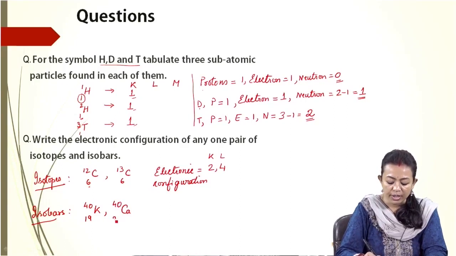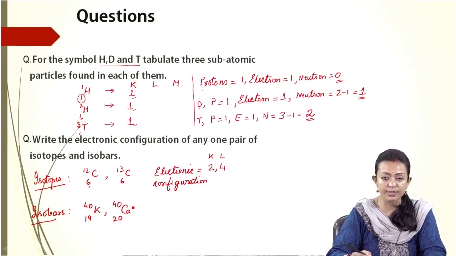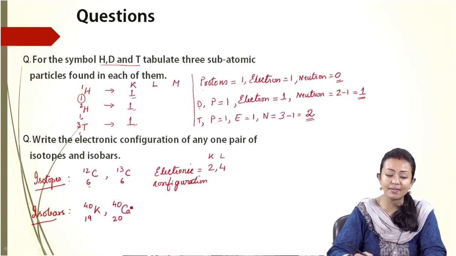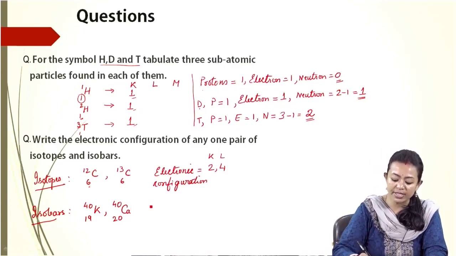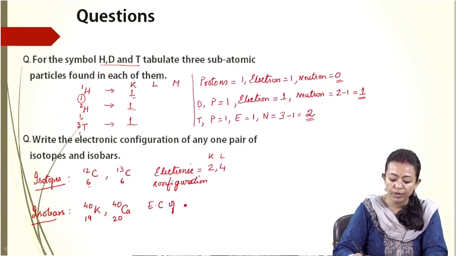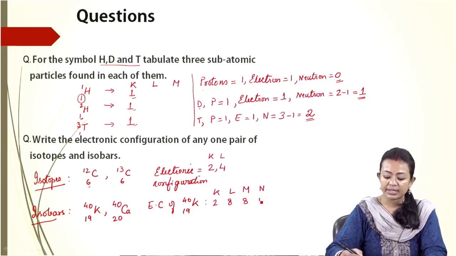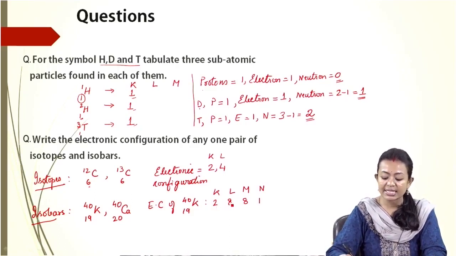Now we know that isobars are those atoms of different elements which share the same mass number, but the difference comes in their atomic number. So if I have to write down the electronic configuration of potassium, then it's going to be K, L, M, N: 2, 8, 8 and 1. That means 2 plus 8 is 10, 10 plus 8 is 18 and 18 plus 1 is 19. So in the outermost shell there is 1 electron available.